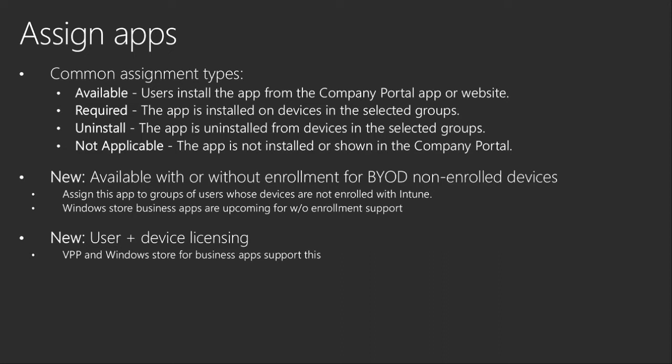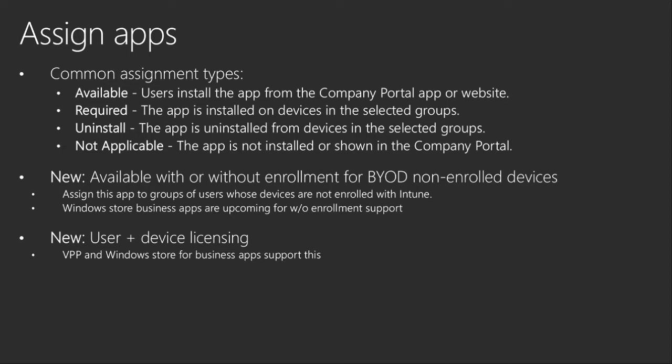When you assign an app as required, it automatically installs that app on the user's device. When you assign an app as uninstall, it does the exact opposite. It force uninstalls the app from the user's device. And when you assign it as not applicable, it basically excludes that user or set of devices from seeing that app in the company portal. I just want to caveat here that not applicable only excludes from the available assignment type. If you have assigned an app as required as well as not applicable, the required will always take precedence over that.